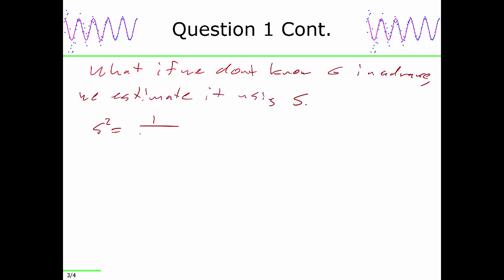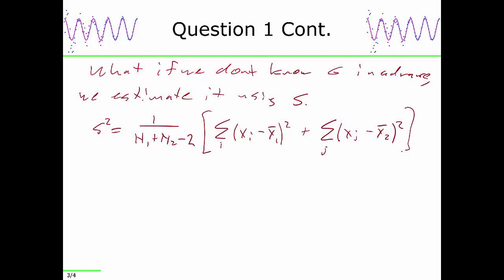1 over n1 plus n2 minus 2 times the summation over i of xi minus x bar 1 squared plus the summation over j of xj minus x bar 2 squared. Right? Because I'm repeating this operation twice, and I've got 2 degrees of freedom that I'm pulling out, one for x bar 1 and one for x bar 2. People are still writing. I'll let you write this down before I go on to the next step.